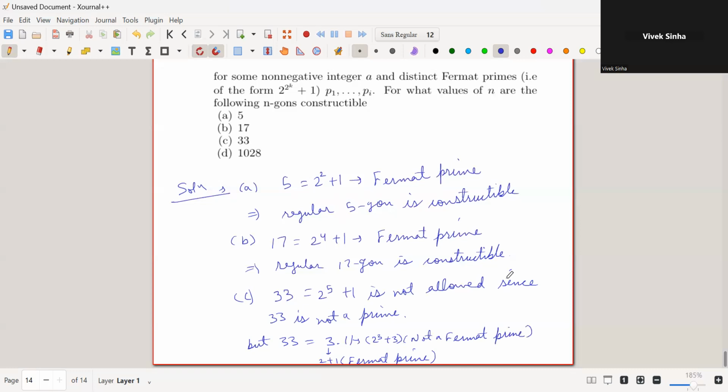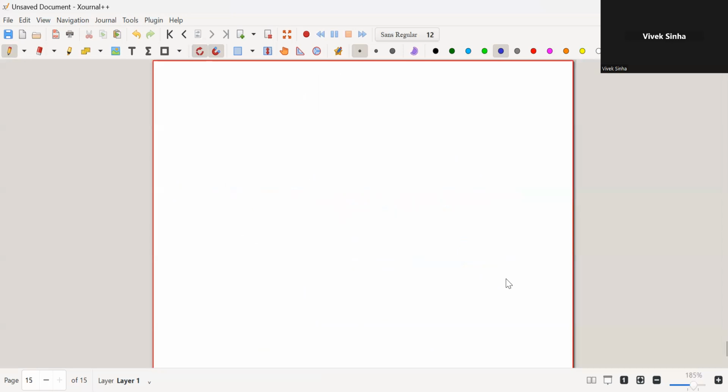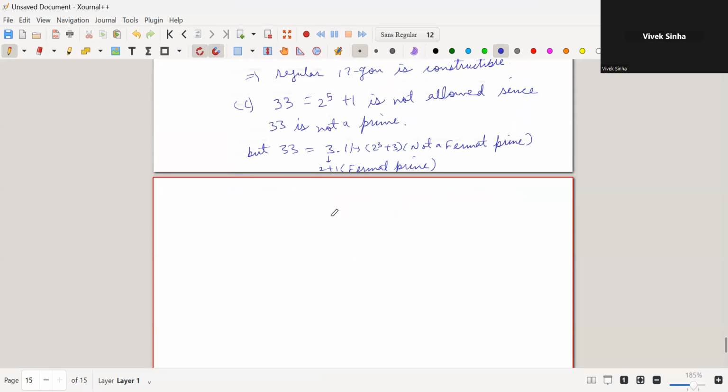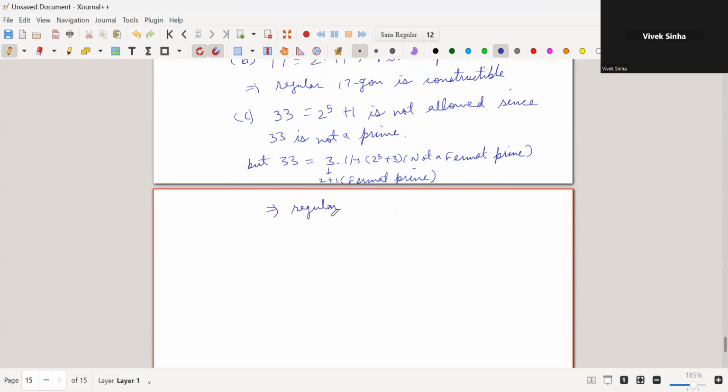Thus 2 cube 33 plus 3. Regular 33-gon is not constructible. Sir, but 11 is a prime number, no? But it's not a Fermat prime, no? We need Fermat primes. Okay, means all the numbers should be Fermat primes.